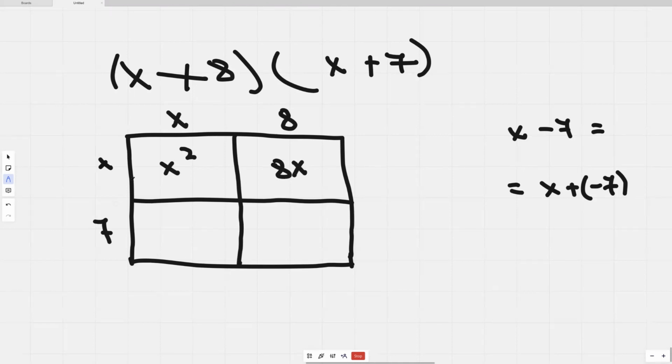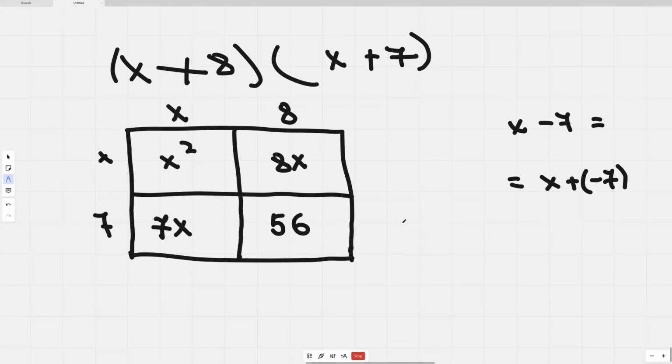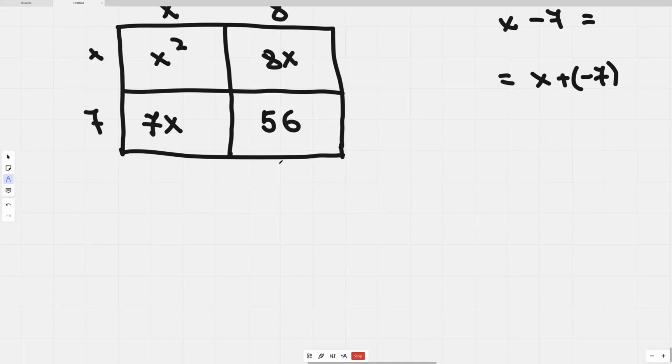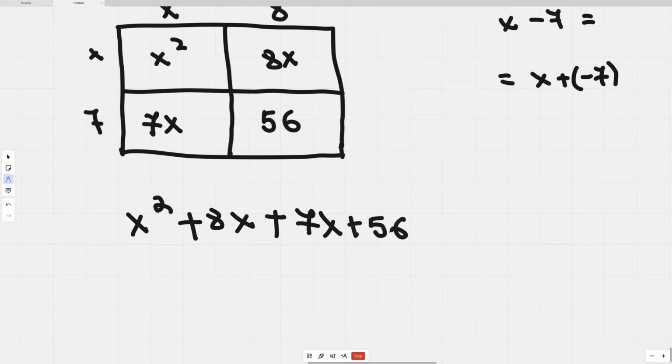And then 7 multiplied by x is 7x. And 7 multiplied by 8 is 56. So now we have the rectangle and small rectangles filled with numbers. And the last thing we have to do is add the 4 rectangles, and then finish by simplifying. So x squared plus 8x plus 7x plus 56.